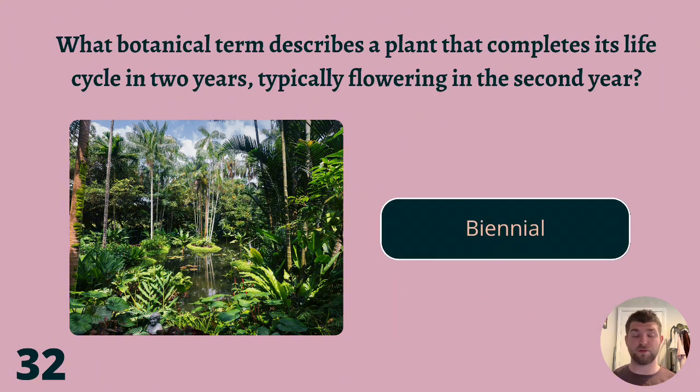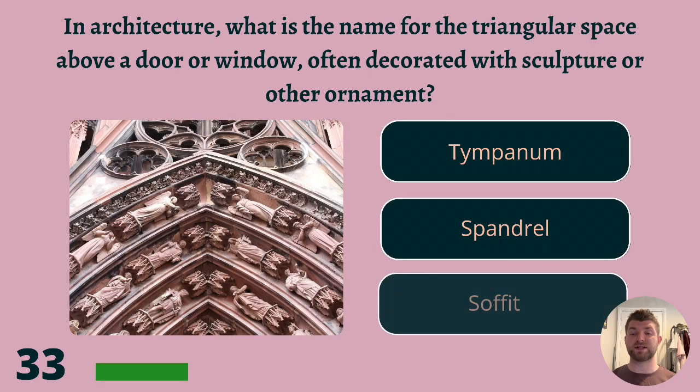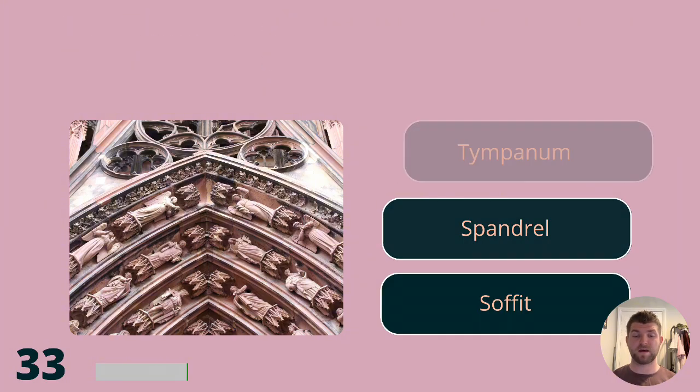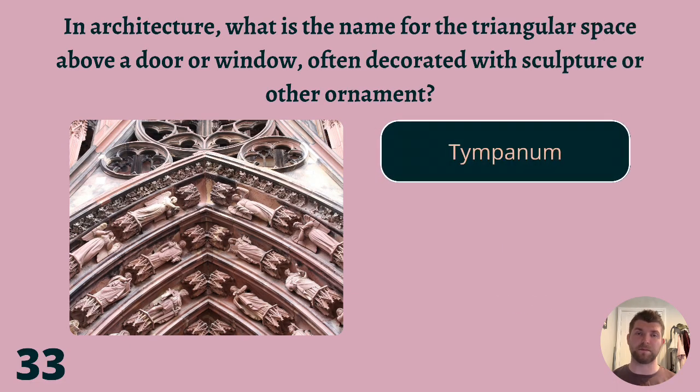Question 33. In architecture, what is the name for the triangular space above a door or window, often decorated with sculpture or other ornament? Tympanum, spandrel, or soffit? The correct answer is tympanum.